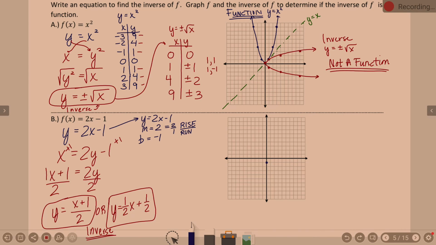So if I do this, rise 2, run 1. Rise 2, run 1. You can do this as many times as you want, yes? You can also reverse it and go down 2, left 1. I'm going to try to connect these dots. Well, not perfect, but it works.